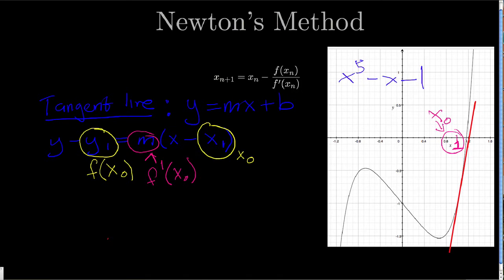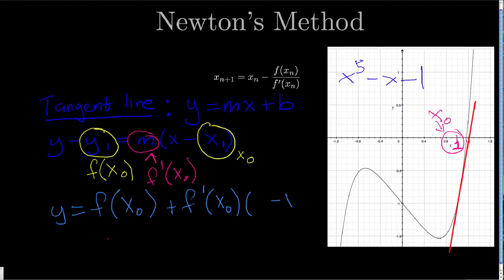Okay, so I'm going to rewrite this. I'm going to have y, and then I'm going to bring the f of x sub 0 to the other side. So I'm going to have y equals f of x sub 0 plus f prime of x sub 0 times, I'm going to leave it blank here for x, because I'm going to point something out right now. Okay, so x here represents the x value on the tangent line.